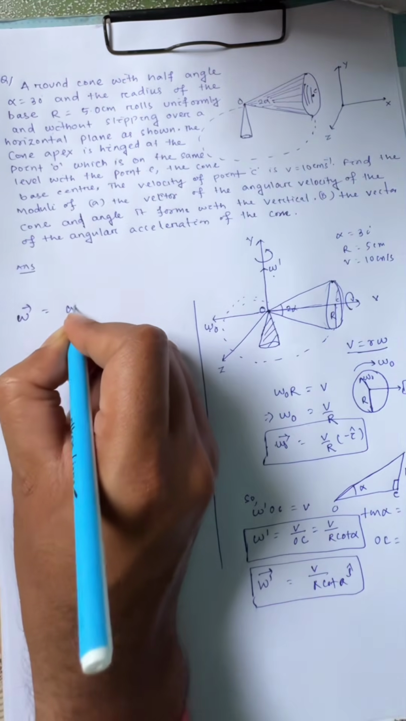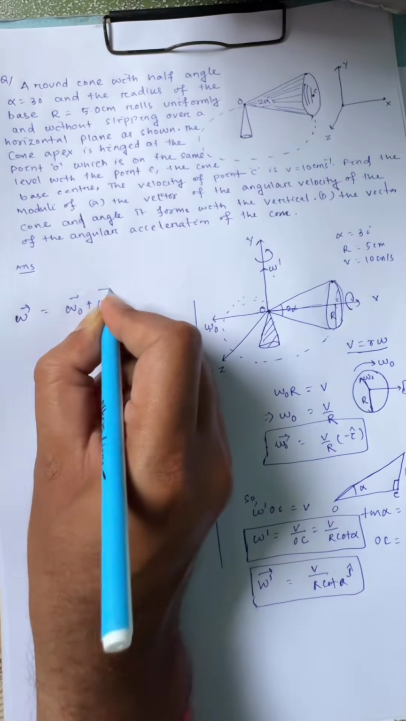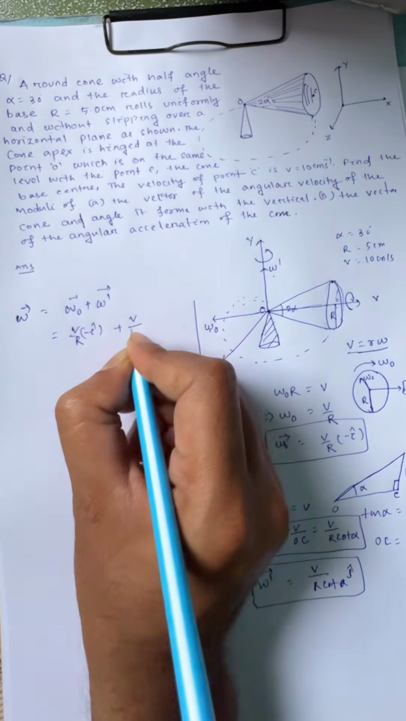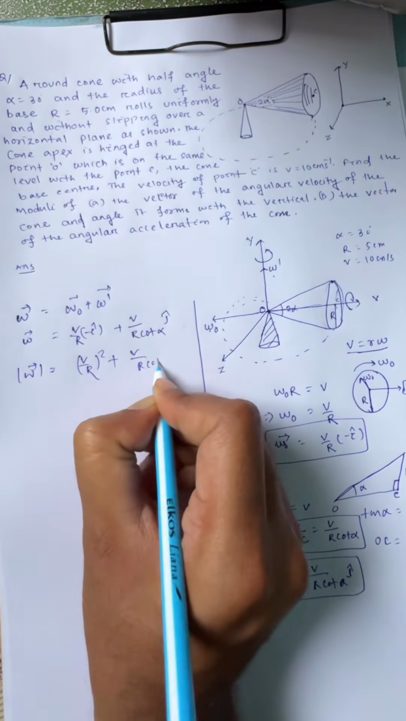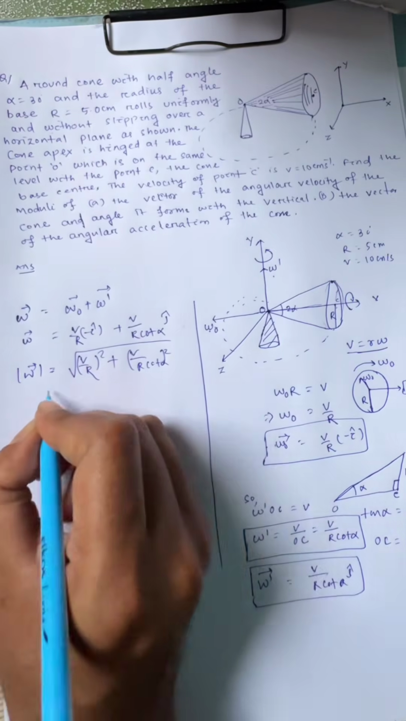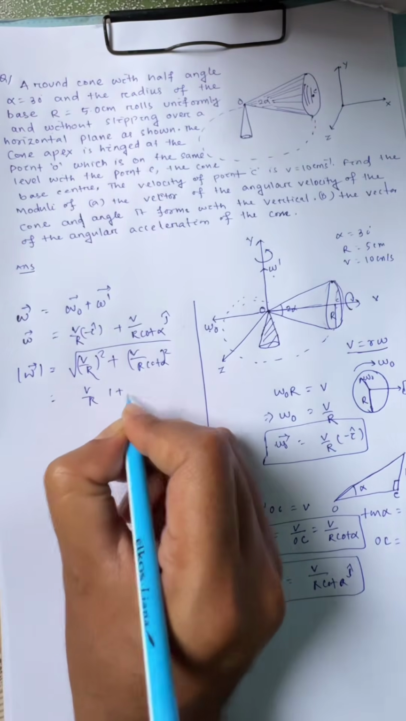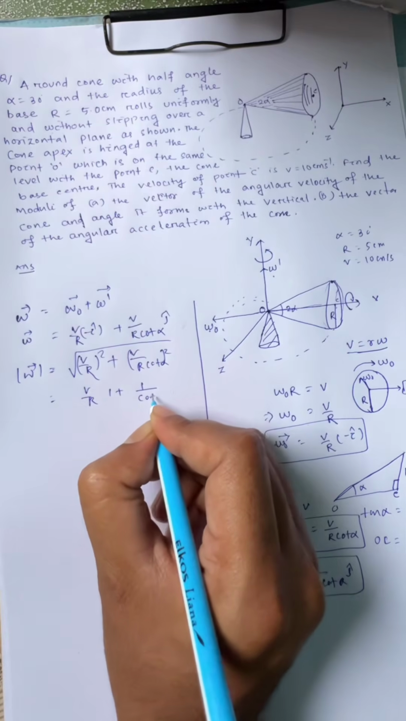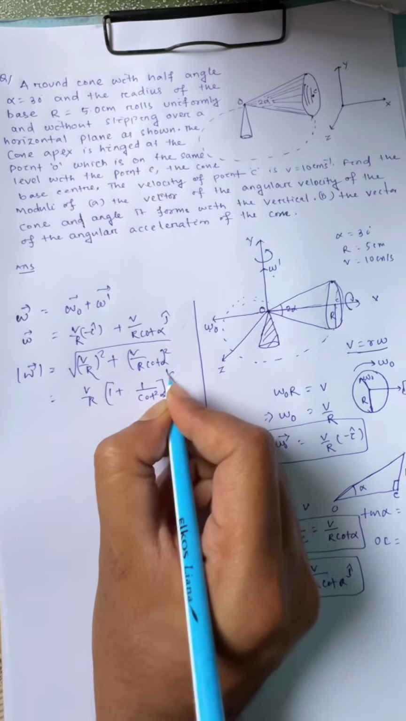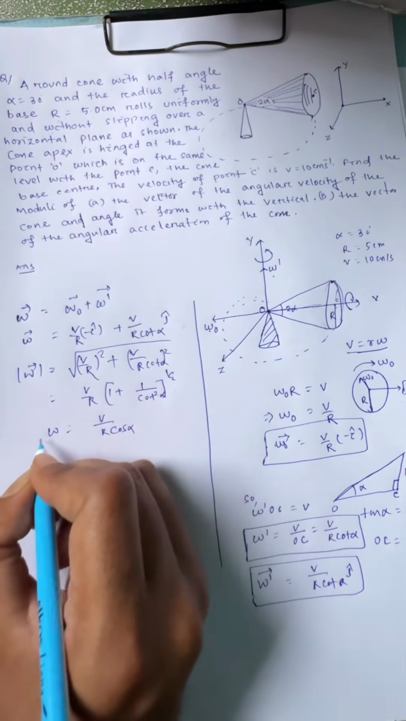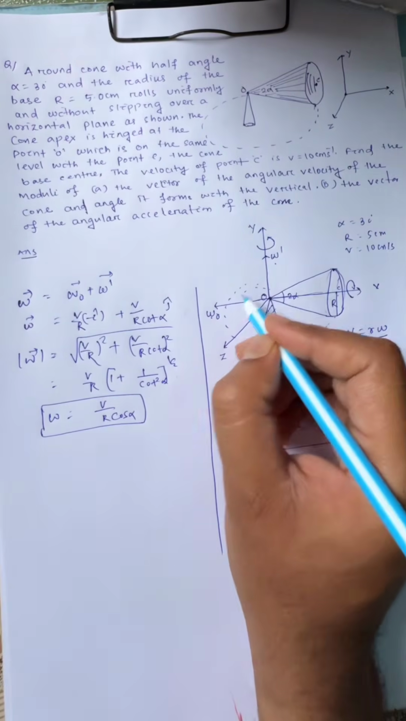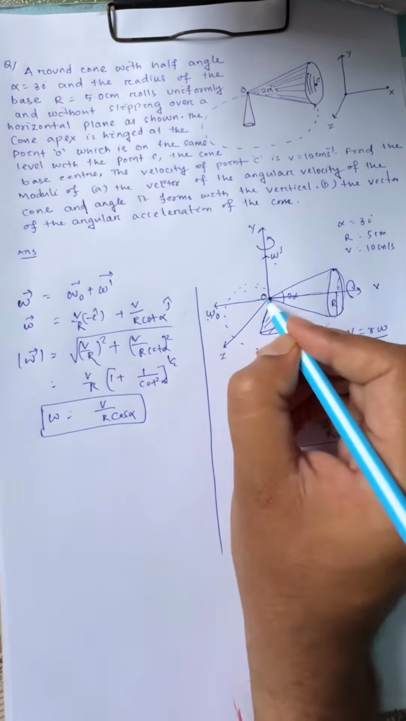Omega vector equals omega naught vector plus omega dash vector: v by r minus i cap plus v by r cot alpha j cap. Taking the square root of the sum of squares, that means v by r times (1 plus 1 by cot square alpha) to the power half. That means v by r cos alpha. This is the omega.